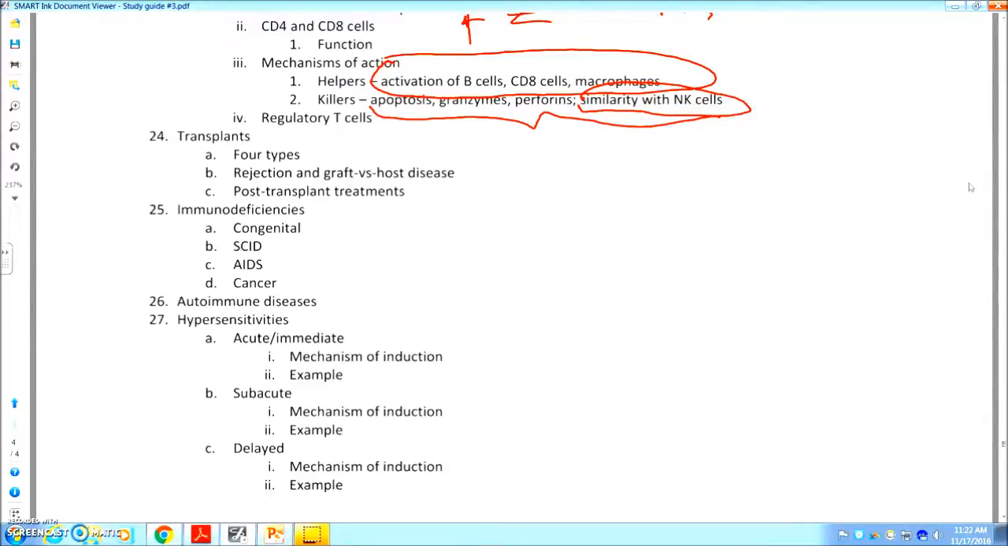Regulatory T cells: their role is to dampen the immune response, to lower the immune response.